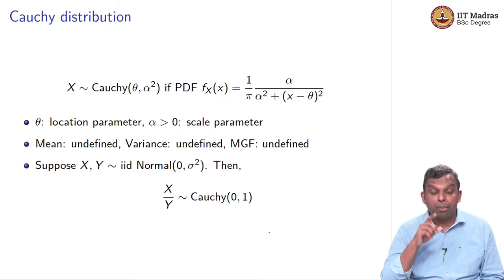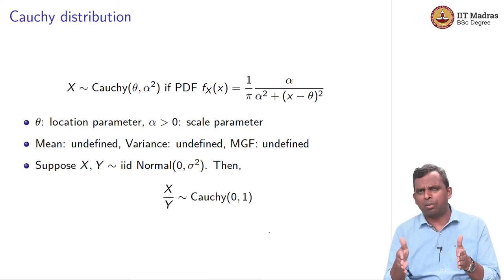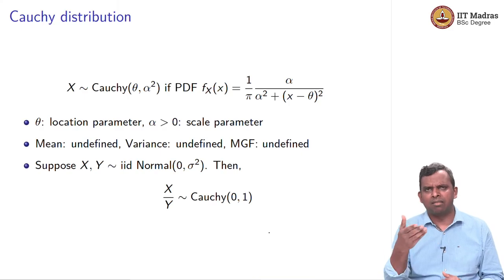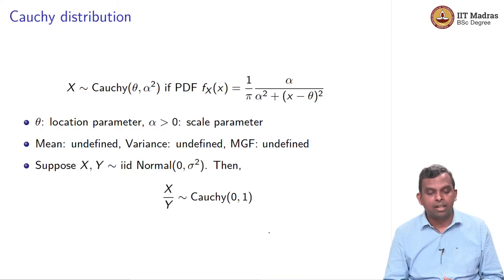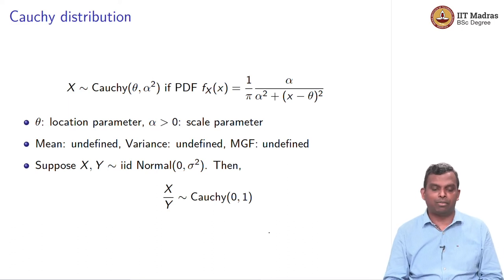The PDF, the density in this case, can be written very neatly. It is equal to 1 by pi times alpha by alpha squared plus x minus theta whole squared. You can try to plot it. We will plot it later and see. I will encourage you to plot it yourself as well. Once again, two parameters in this distribution, location parameter theta and a scale parameter alpha.